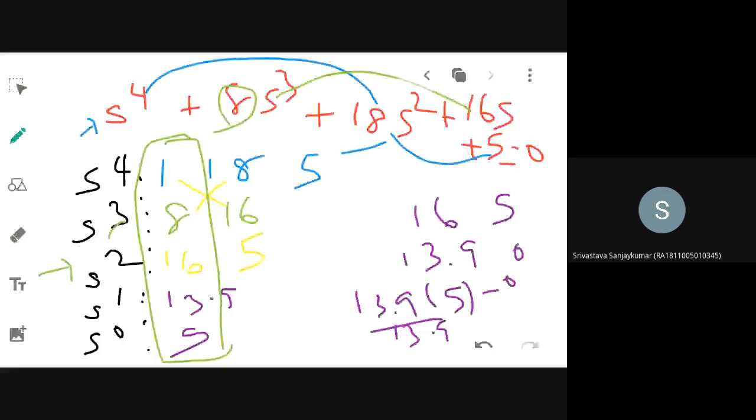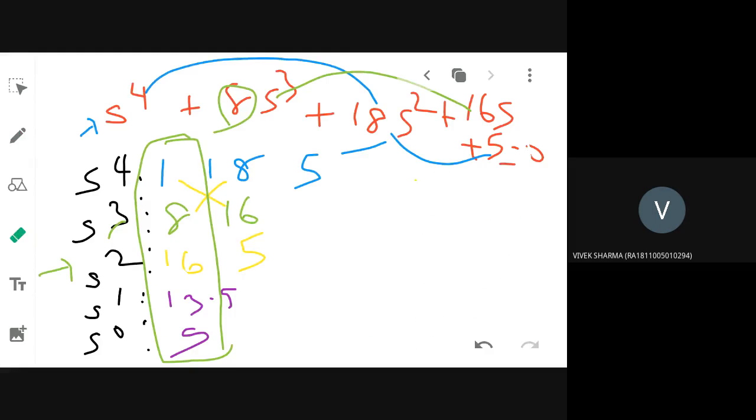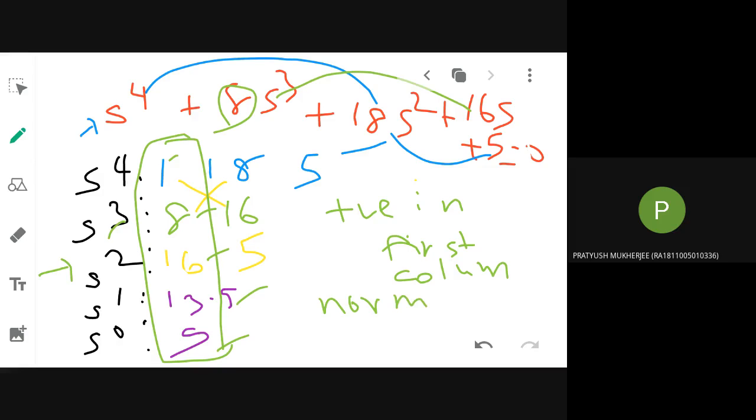Then check out the nature of all the first column elements. Are all positive, or are there any sign changes there? Positive only, ma'am. This is 1, positive. 8, positive. 16, 13.9, 5. All are positive in the first column. So this is what is called a normal Routh array.